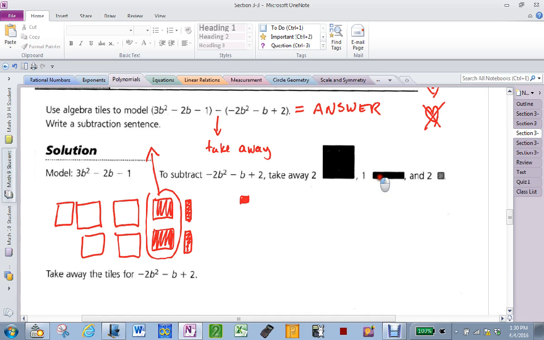Now, take away 1 bar, shaded. Is that guy there? Yes. So he can go away. Cool? Now, take away 2 positives. Are there any positives here? No. So what do I have to do? I have to add 2 positives. But if I add those 2 positives, it changes my polynomial, doesn't it? So I have to add zeros. Now, are there 2 positives to take away? Yes. Where? Those white squares. They are now gone.